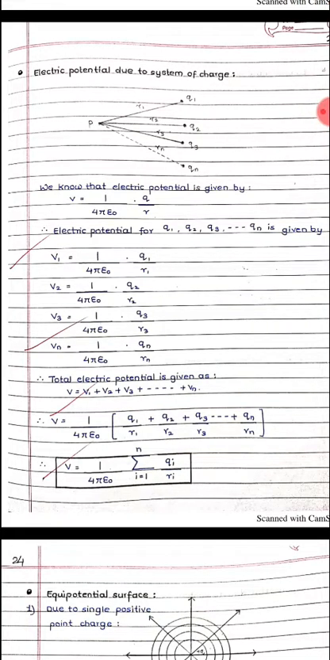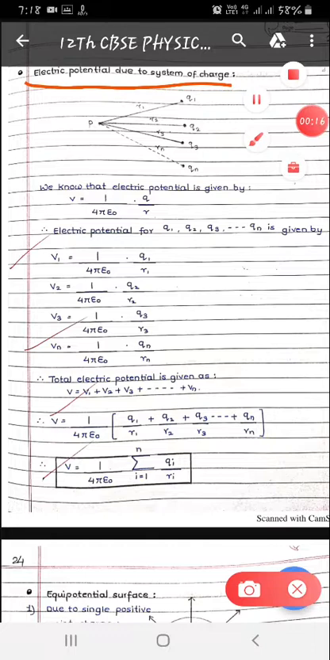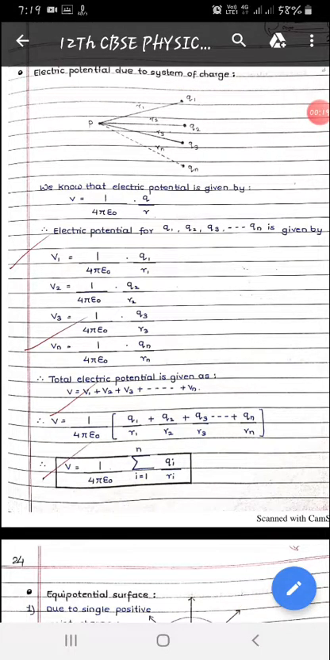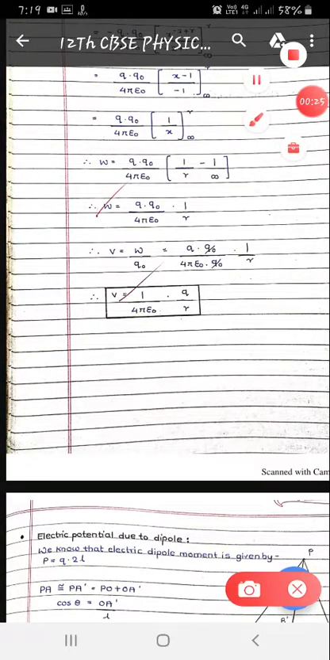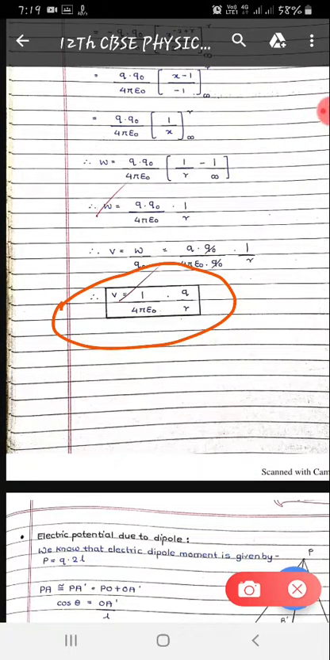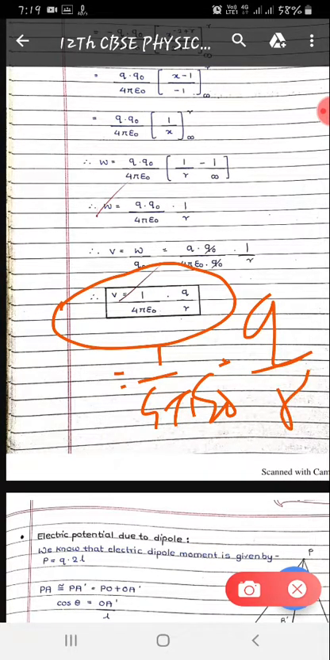Students, yesterday we saw the expression for electric potential due to a dipole at axial as well as equatorial points. Today we'll see the electric potential due to a system of charges. We have already seen the electric potential due to a single point charge: if only one charge is there, the electric potential is 1 upon 4 pi epsilon naught, that charge divided by the distance of that charge from point P. So here two things we have to remember.